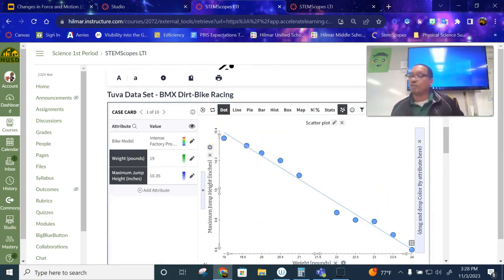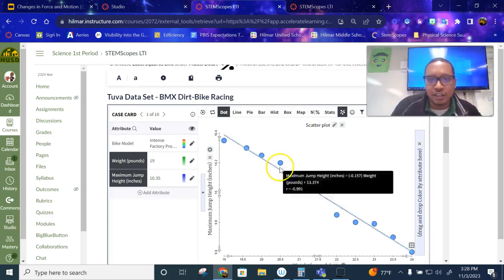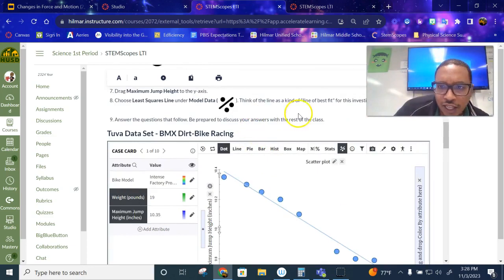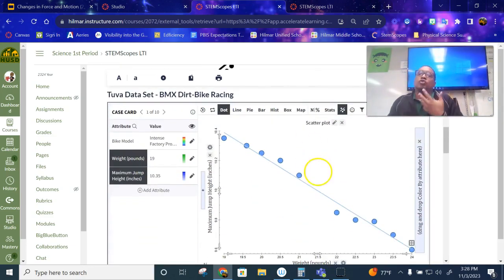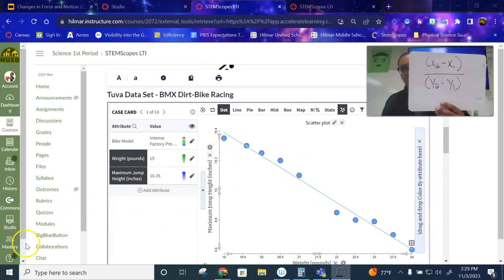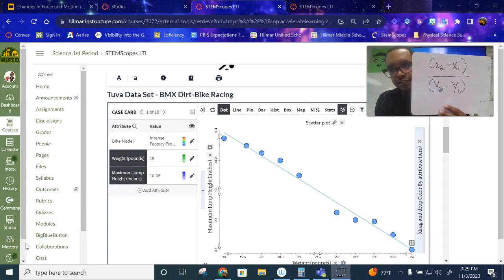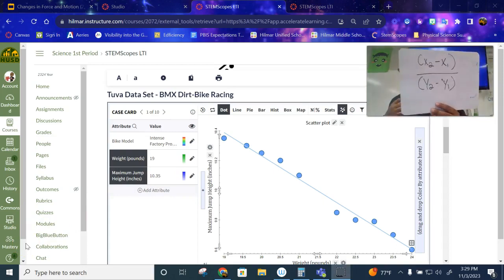Now, I do want to talk about this for a minute, how we get this line. They call this line a line of best fit. Sometimes it's called the trend line. It's also called the average slope. How this is calculated is usually with the formula you guys use to calculate slope. The one that you guys are using is this one: x2 minus x sub 1 divided by y2 minus y sub 1. Okay, so that's the one you guys are using.